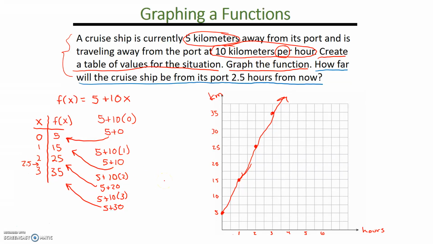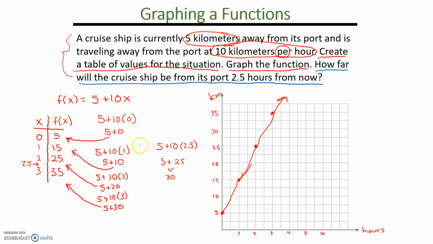I'm going to do the exact same thing. I'm going to substitute 2.5 in for X. So I'm going to have 5 plus 10, parentheses, 2.5. So now I have 5 plus, well, 10 times 2.5 is going to be 25 here. 25 plus 5 is going to be 30.